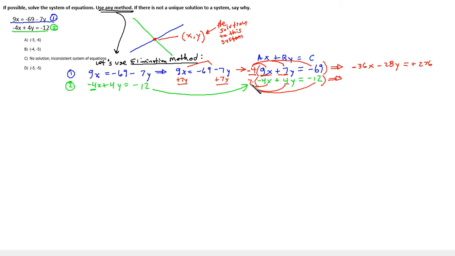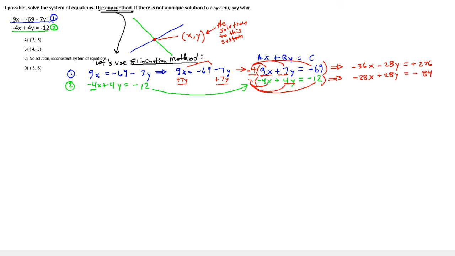Okay, now let's do 7. Positive times negative is negative. 7 times 4 is 28, x. Now we're going to distribute to the middle term. Positive times positive is positive. 7 times 4 is 28, y. See, these are opposites of each other now. Equals 7 times 12. 12 times 7 in my calculator is 84, and positive times negative makes negative 84.